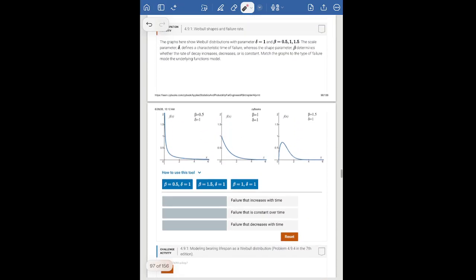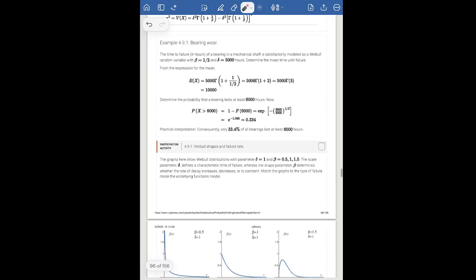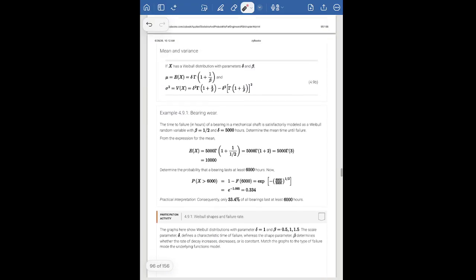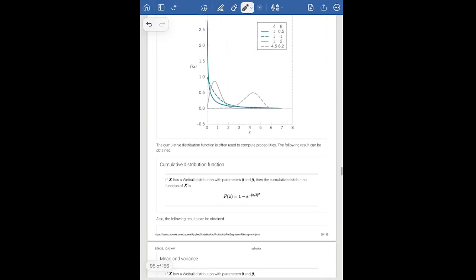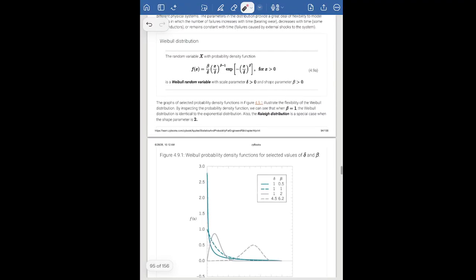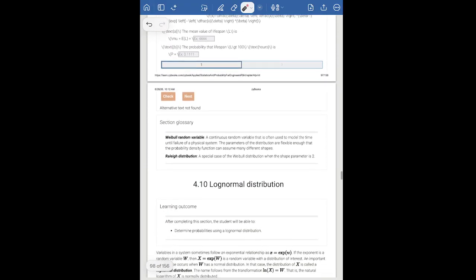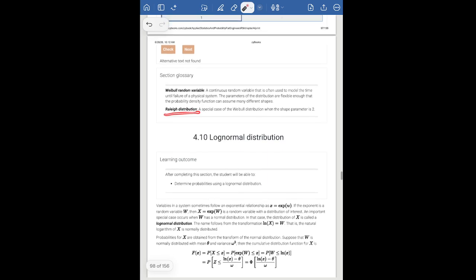For the parameter, it's a special case of the Weibull, and that is when the parameter b is 1, you get the exponential. Okay. So the exponential is a special case of the Weibull, and then so is the Rayleigh distribution. Okay.